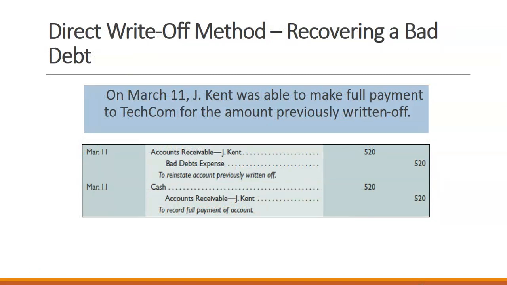If that customer decided to pay us later, you'll note that the previous write-off was on January 23rd. So we've written that off as a bad debts expense and removed their accounts receivable amount. Then on March 11th, they paid us what we had previously thought was a bad debt. So the first thing we have to do is reinstate that account receivable and remove the bad debts expense. Then we record that we received cash for the closure of their accounts receivable.